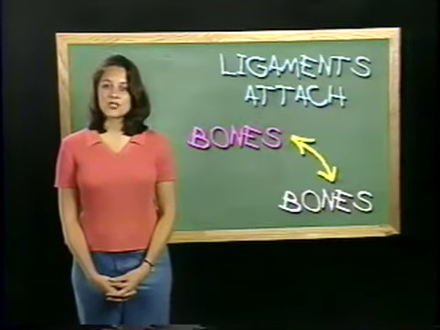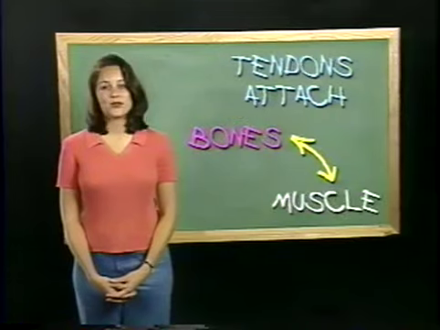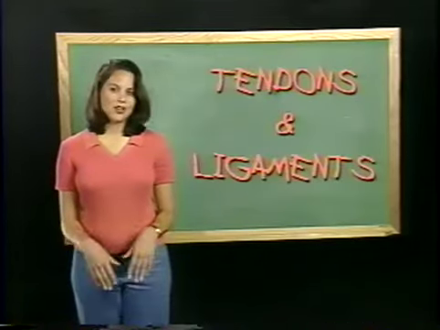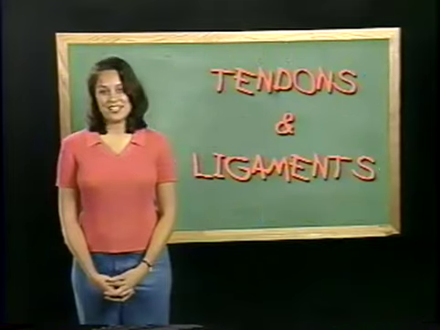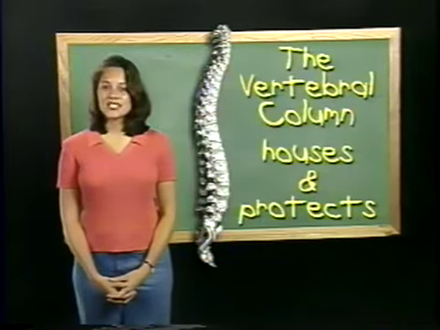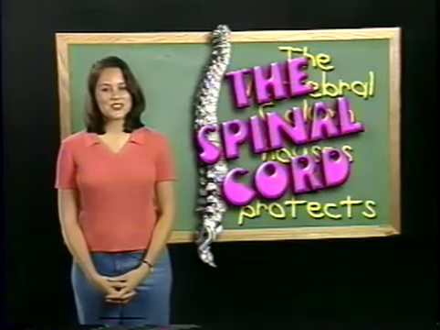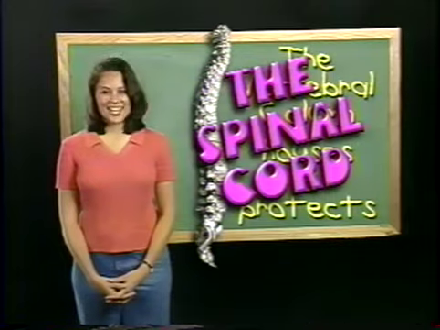Ligaments attach bones to bones, and tendons attach bones to muscles. But don't worry, we'll elaborate on tendons and ligaments in a bit. The vertebral column houses and protects the spinal cord, another structure we'll give you the details on later.